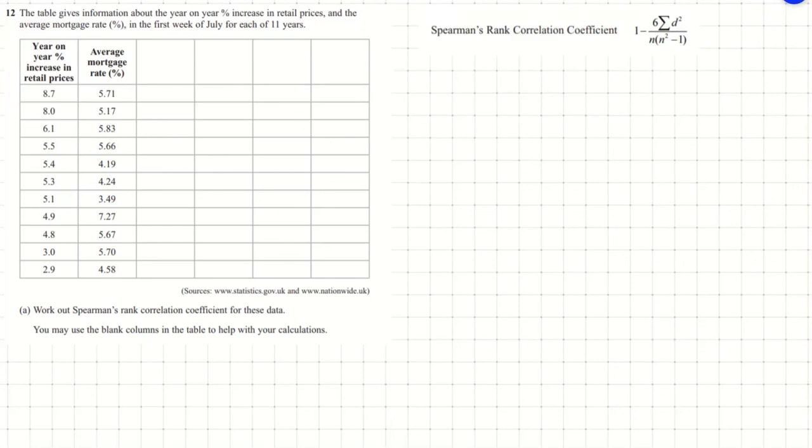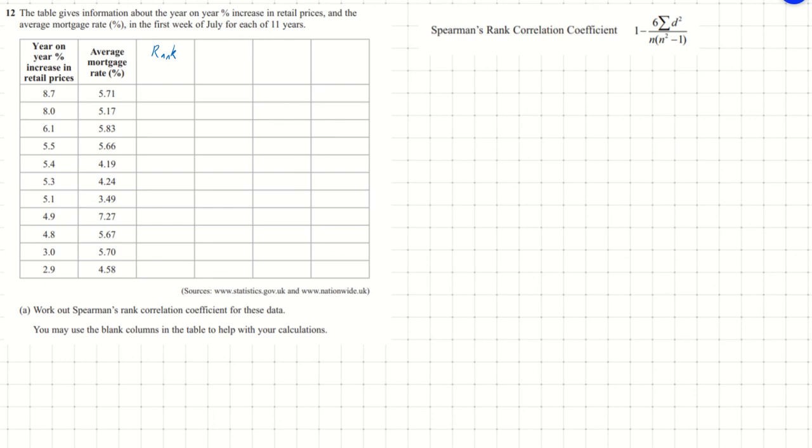In this video, we're going to look at using Spearman's Rank Correlation Coefficient, looking at a past paper question. So what we have is a table of data here where we have some retail prices and mortgage rates. Now, because Spearman's correlation is a rank correlation, we have to rank our data. So first of all, we're going to rank, we'll have two more columns in our table.